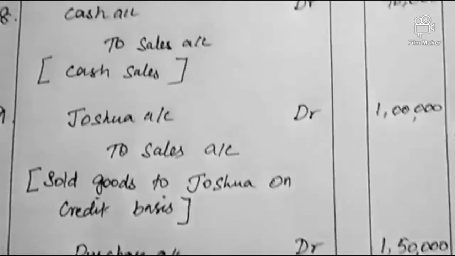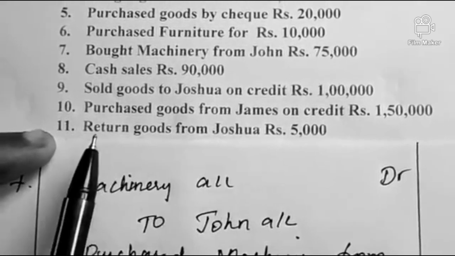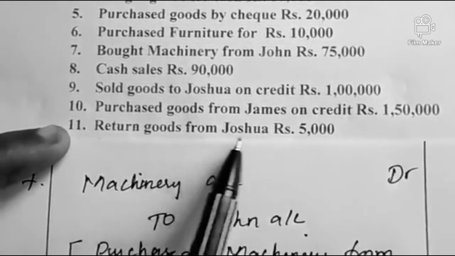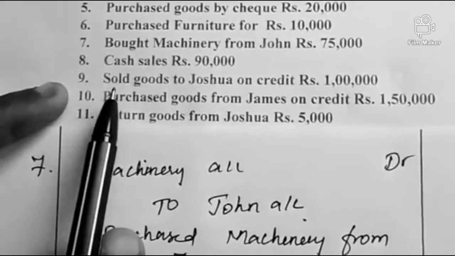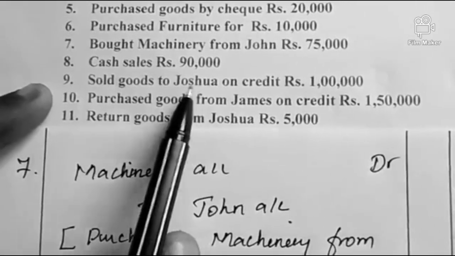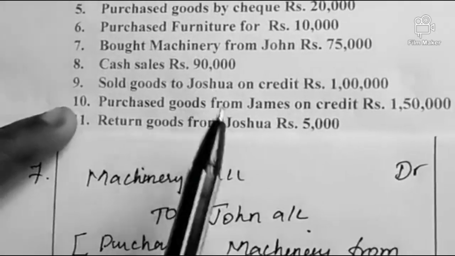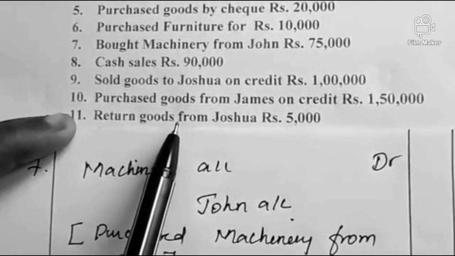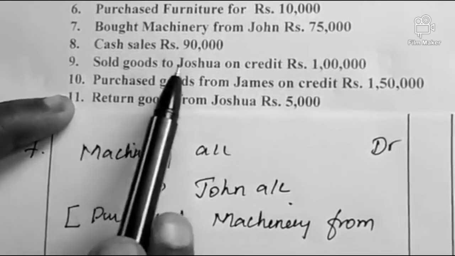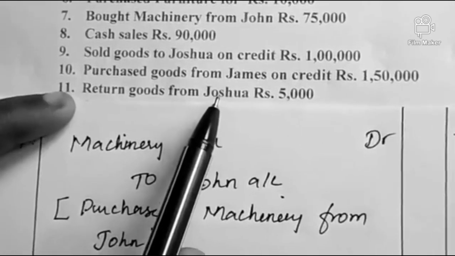Next transaction. Returned goods from Joshua. Okay, you have returned goods from Joshua. Just refer the previous transaction. In the 9th transaction, sold goods to Joshua. You have sold some item to Joshua, no? Now, Joshua returned some goods to you. So, what is the transaction? It is a sales return. You have sold goods to Joshua. Now, you have returned goods from Joshua. It is a sales return.